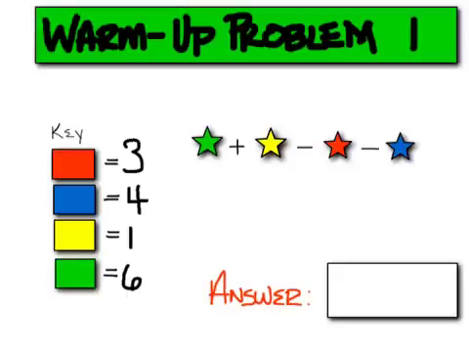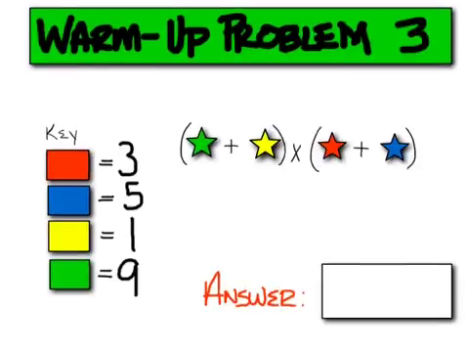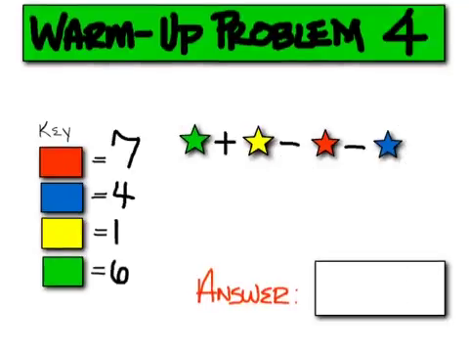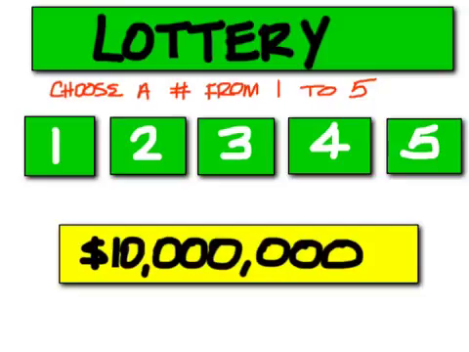Okay, one more problem. Number 1, the answer for this one should be 0. Number 2, the answer for this one is 42. Number 3, the answer for this one is 80. Number 4, the answer for this one is -4. Number 5, the answer for this one is 0.